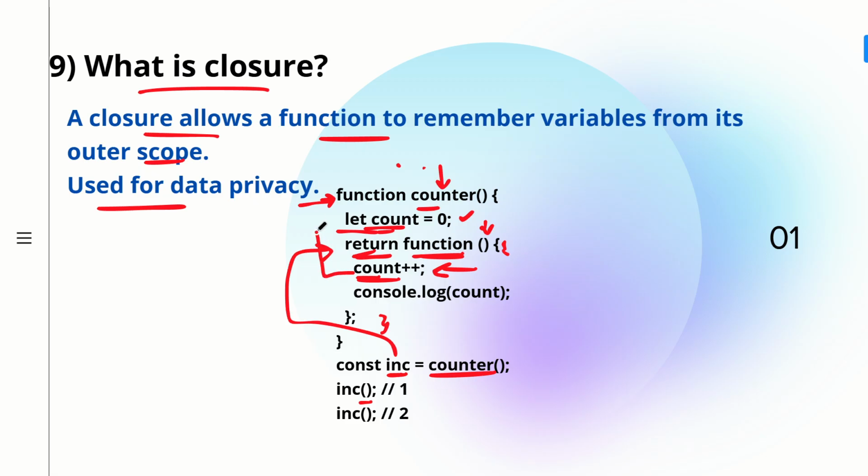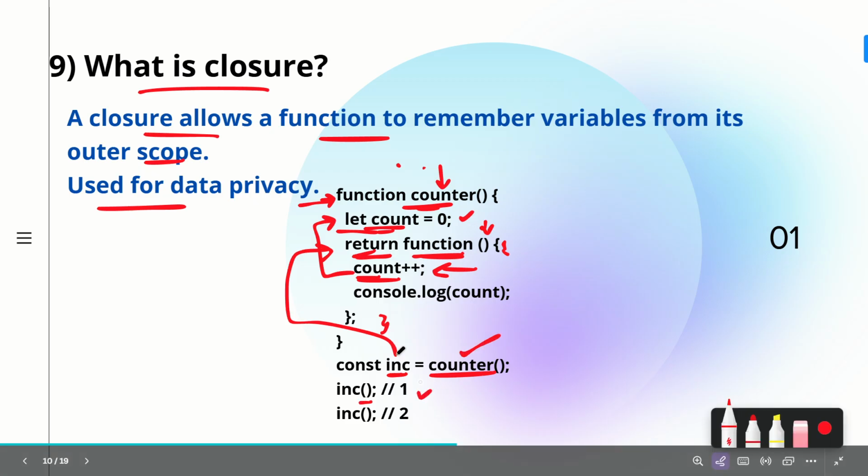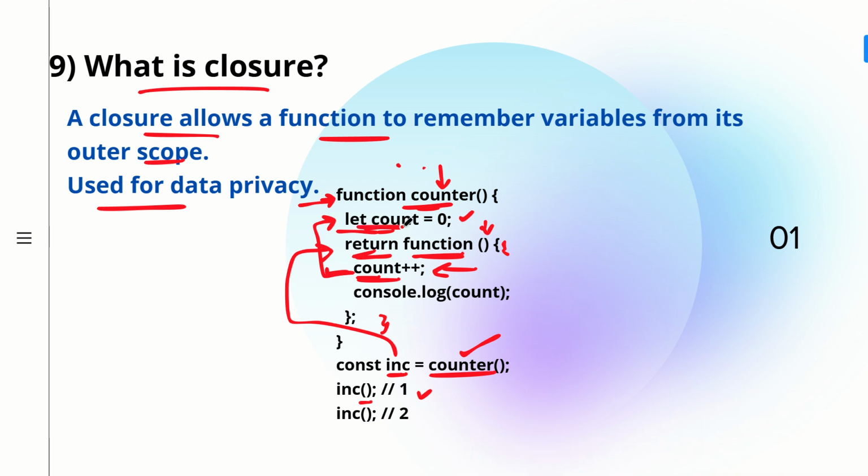Because of closure, this count is going to refer to the variable which was declared in the outer function, in the outer scope, even though the outer function has returned. Our outer function has returned already, we are calling the inner function, but still we are able to access the variable which is there in our outer scope. This is called closure. So we are able to remember the variable, we are able to access the variable from the outer scope.